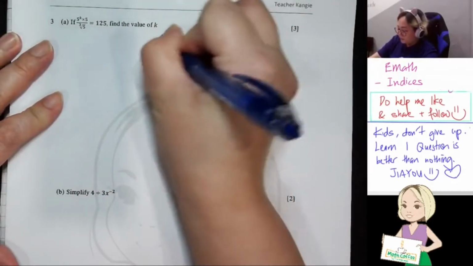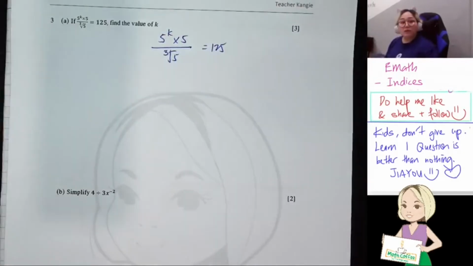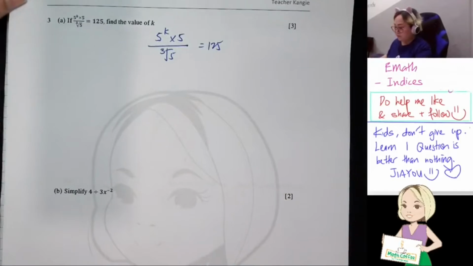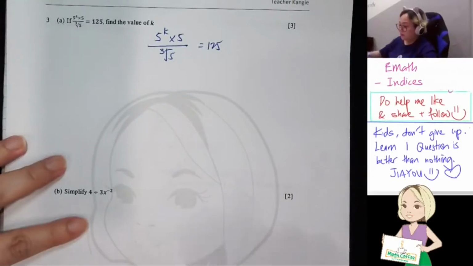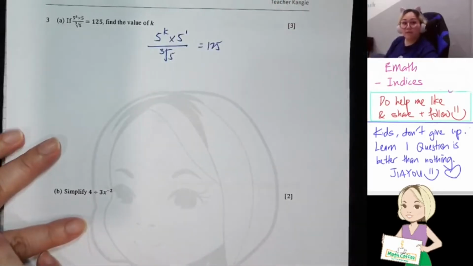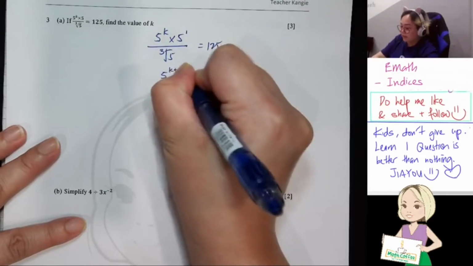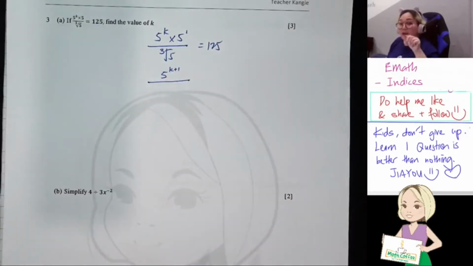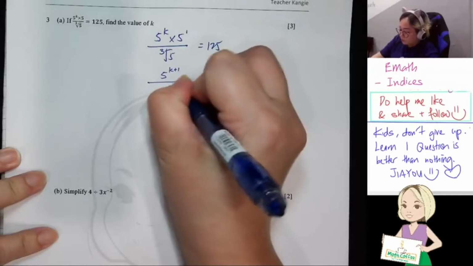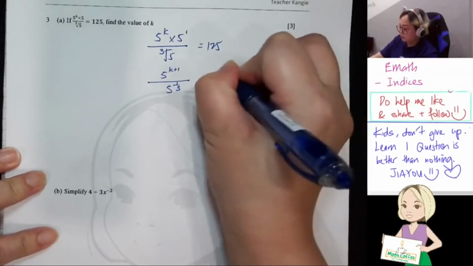5 to the power of k times 5 over cube root 5 equals 125. They ask to find the value of k. So let's do it step by step. 5 to the power of k times 5, this is actually 5 to the power of 1, correct? Same base multiply, you add the power. So my numerator becomes 5 to the power of k plus 1. Denominator, by now you should know cube root is to the power of 1/3, so it becomes 5 to the power of 1/3. And 125 is 5 to the power of 3, so I'm going to put 5 to the power of 3.